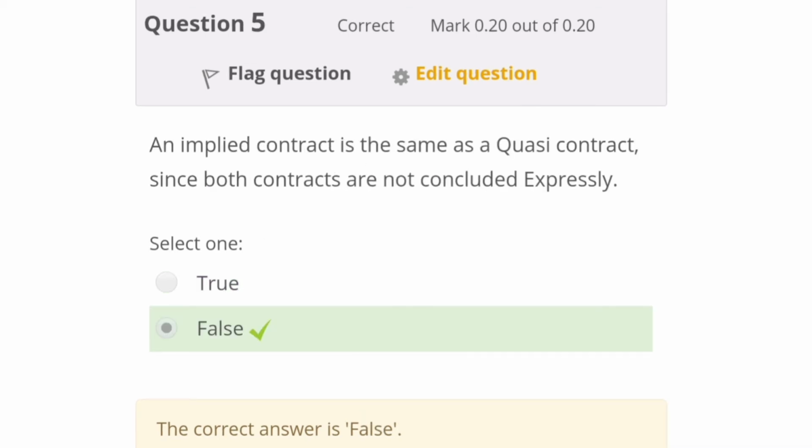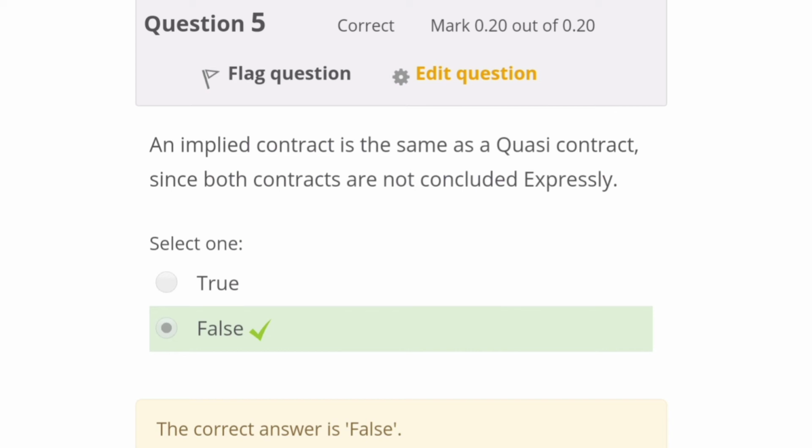Okay, next we have question 5. It says that an implied contract is the same as a quasi contract, since both contracts are not concluded expressly. Well, the first half of the statement is obviously incorrect. Let's read what the other half says: since both contracts are not concluded expressly. Now this is admittedly slightly tricky, because to the extent that implied and quasi contracts are both contracts that are not concluded expressly, to this extent they definitely do differ from express contracts in that sense.